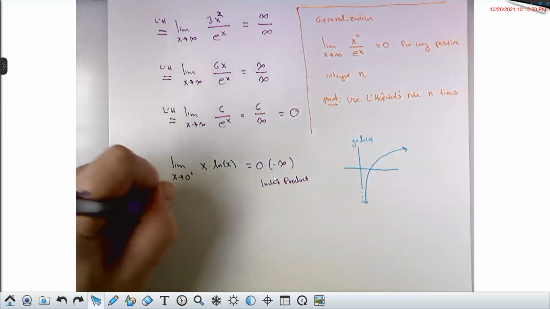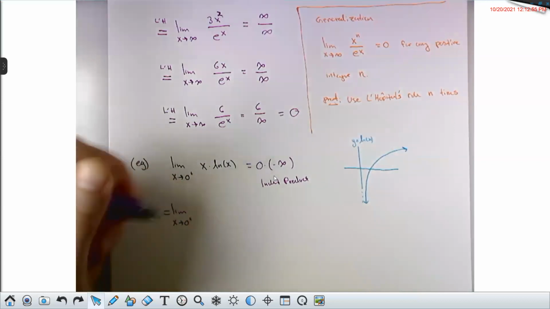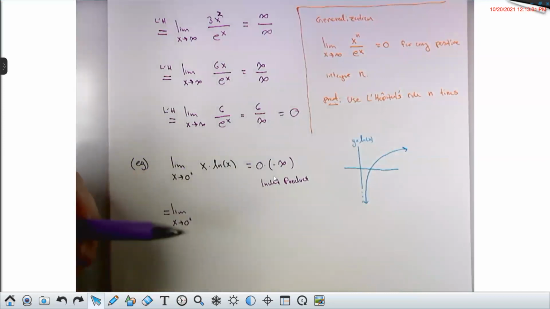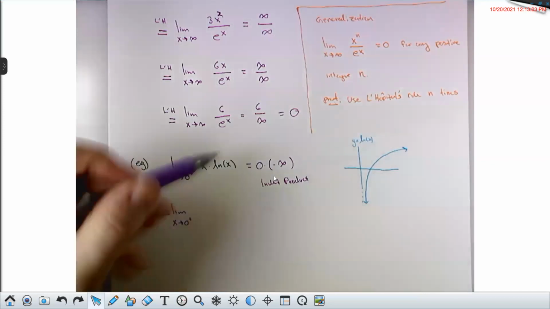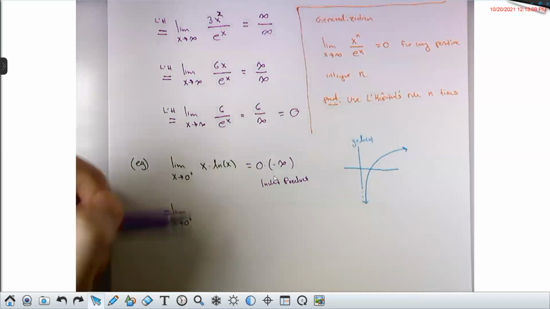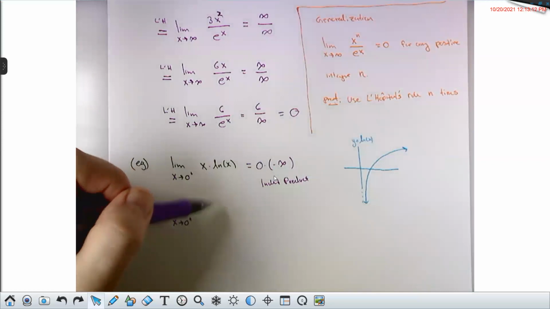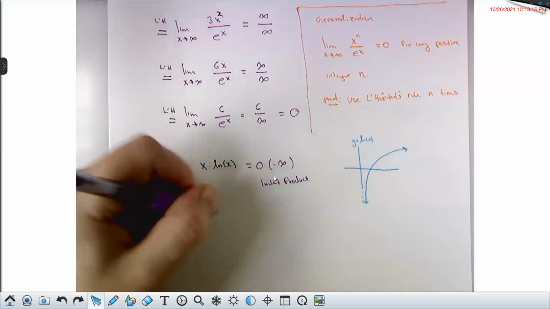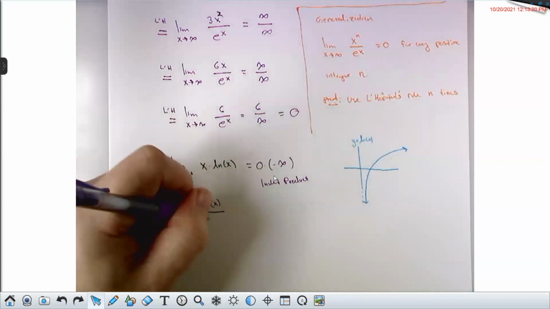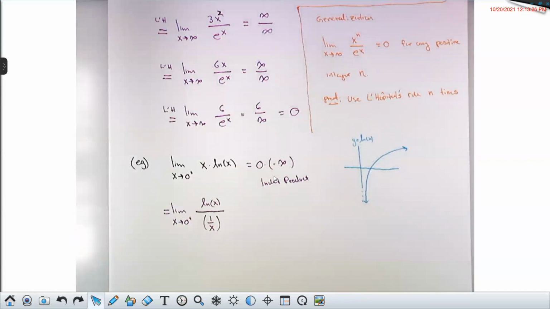Here's what I would do. The general trick, you're going to shove one of those guys downstairs. And I encourage you to think about the derivative you will take in the next step when you choose which one to shove downstairs. I could write this as x divided by 1 over ln x. Or I could write this as ln x divided by 1 over x. I know what I would rather differentiate. I would rather differentiate 1 over x than 1 over ln x, because that involves less chain rule stuff. So I'll send the x downstairs as its reciprocal.